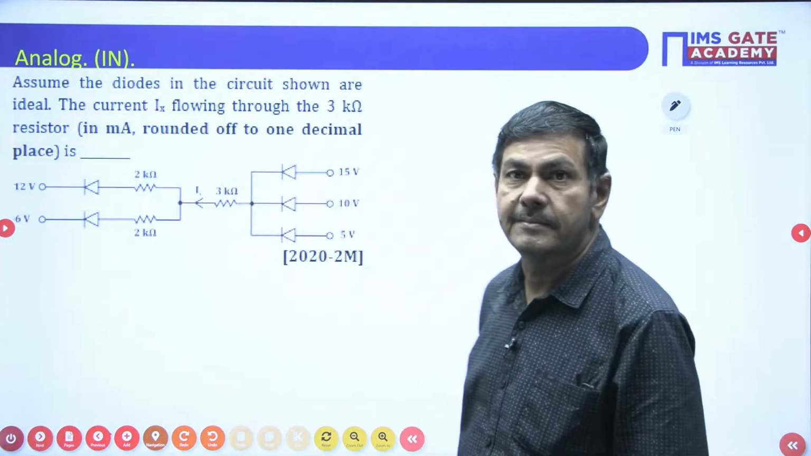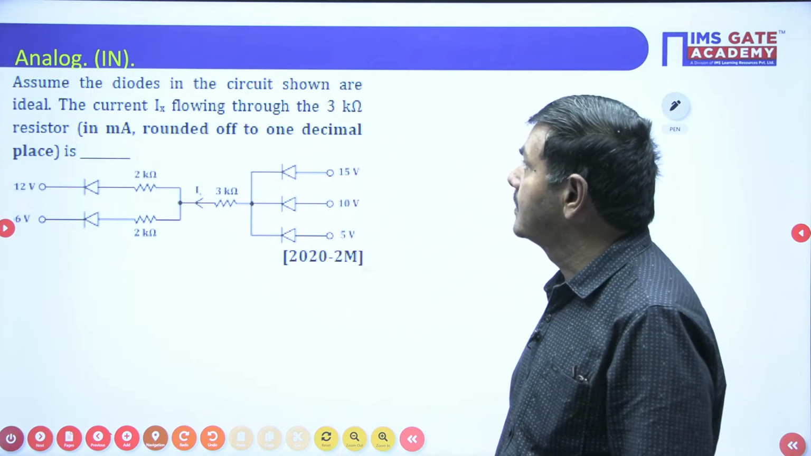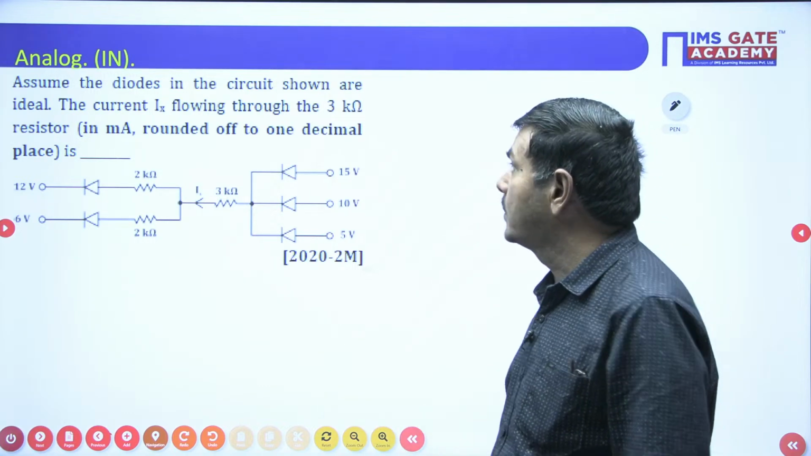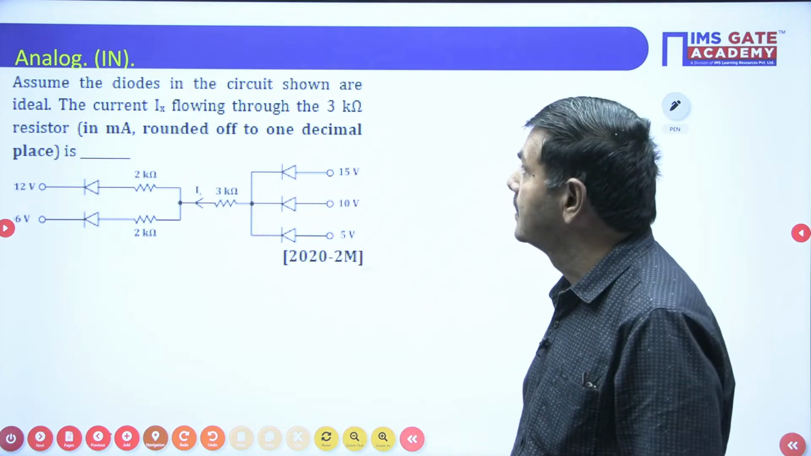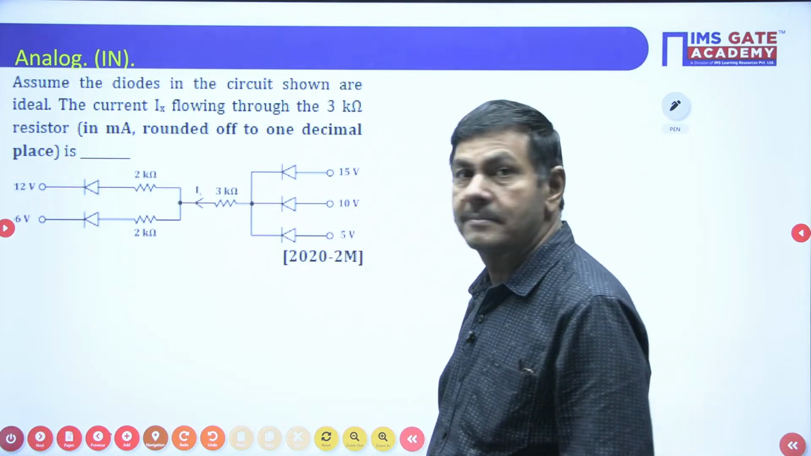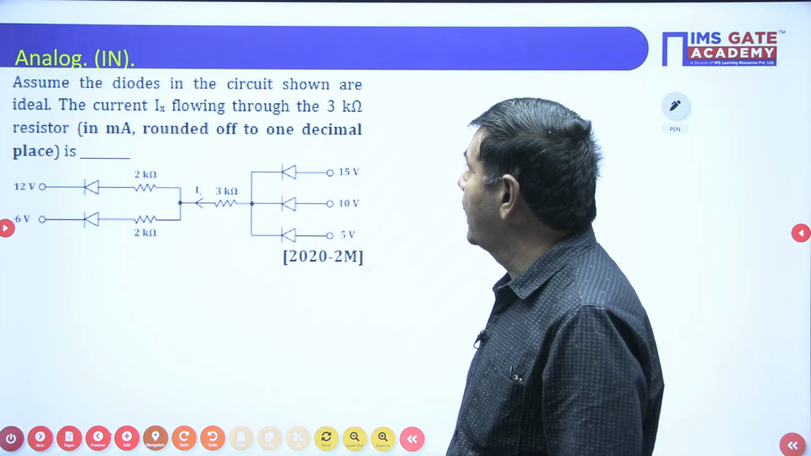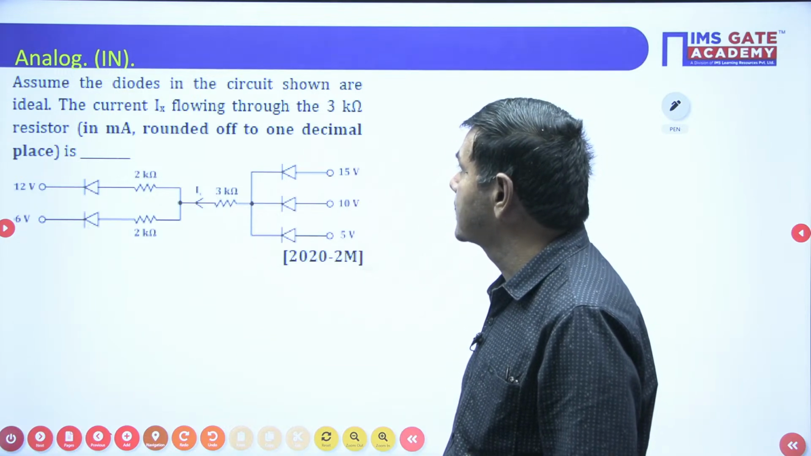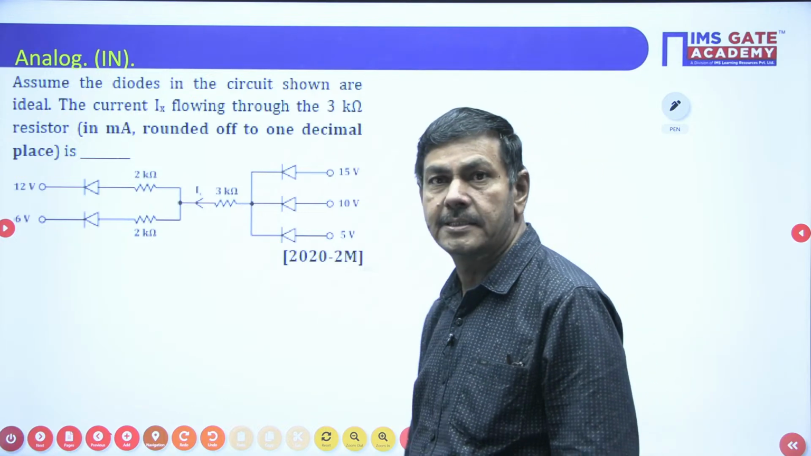This is the first question. This is the analog question in the year 2020, 2 marks from the IN paper. Assume the diodes in the circuit shown are ideal. It's given all the diodes are ideal here. The current Ix flowing through the 3 kilo ohm resistor in milliamperes, rounded off to 1 decimal place, is dash.